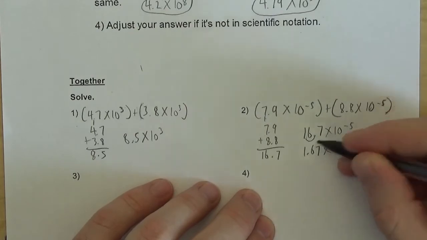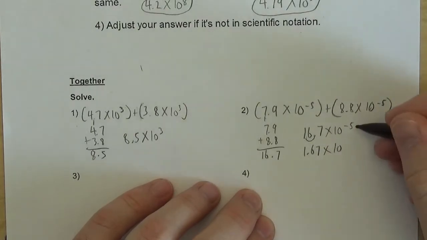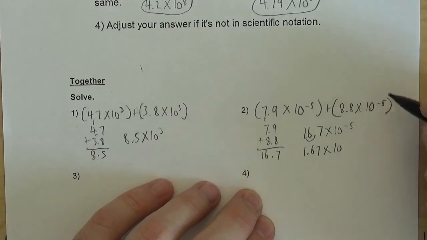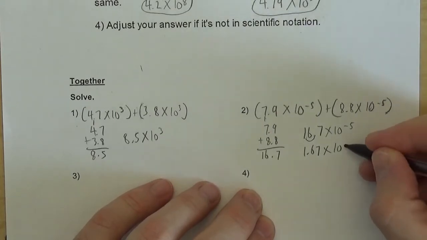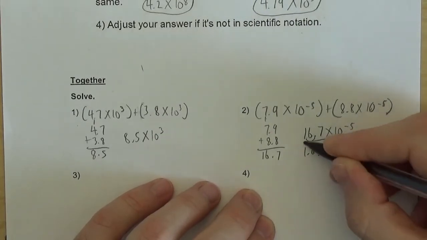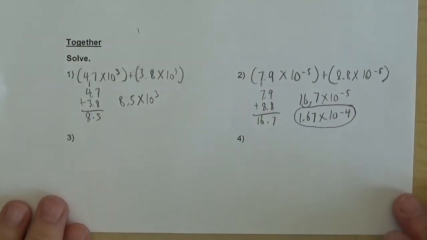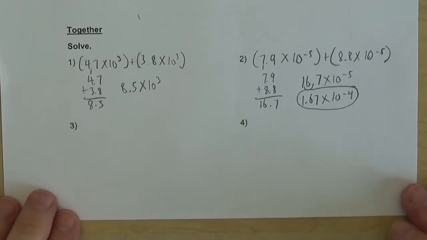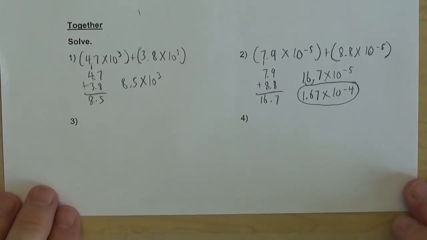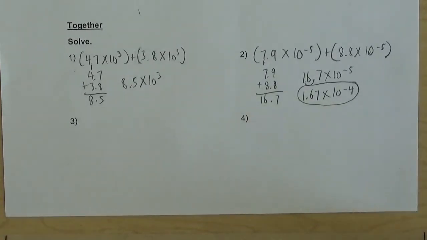We have to go one more, because we only moved this one space. We go up one more from negative 5. What's one more than negative 5? Negative 4, right? So 16.7 times 10 to the fifth is the same as 1.67 times 10 to the negative fourth. So you just have to keep track of how you move the decimal and do the opposite for how you change the exponent to make sure it balances out and has the same value.